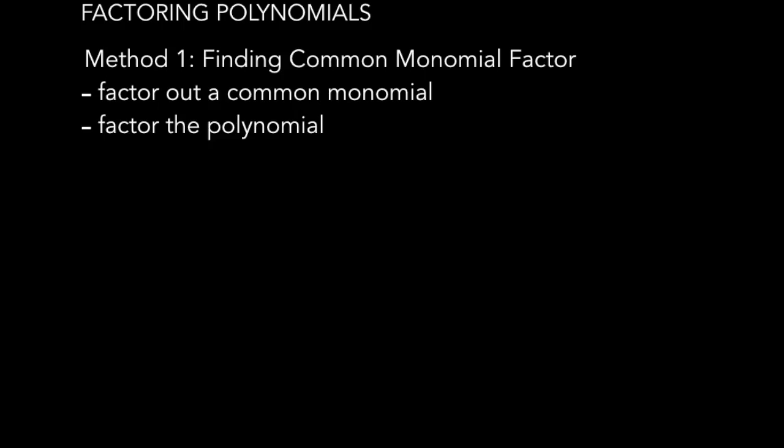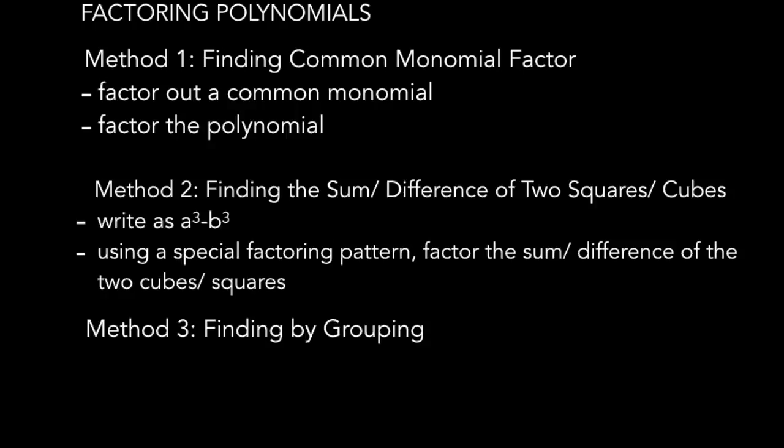There are many ways to factor polynomials. One method is to find the common monomial factor. To do this, factor out a common monomial and then factor the polynomial. Another method is to factor the sum or difference of two squares or cubes.